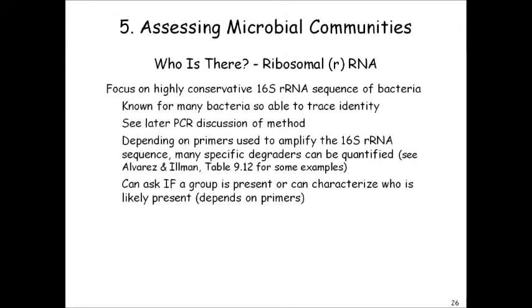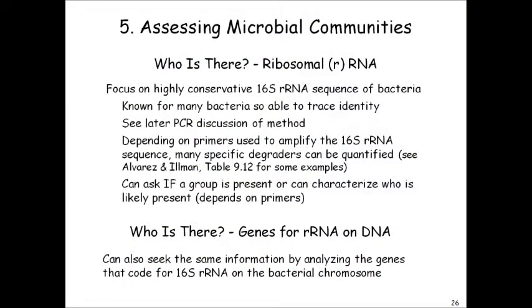Unfortunately, we have to have some idea what we're looking for because we're going to use primers that prime for specific sequences. So in general, we can ask if a specific group is there, a group that we can seek, or we can characterize groups in a general sense without being very specific about it. Again, it depends on the primers that we have available and that we choose to employ. So if you're stimulating sulfate reducers, then you probably want to make sure you have primers to identify sulfate reducers being viable. And we can seek the same information on genes that code for the RNA.